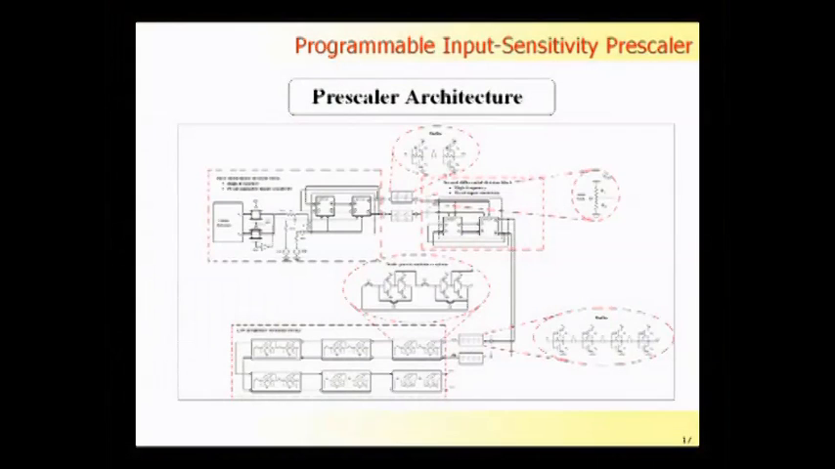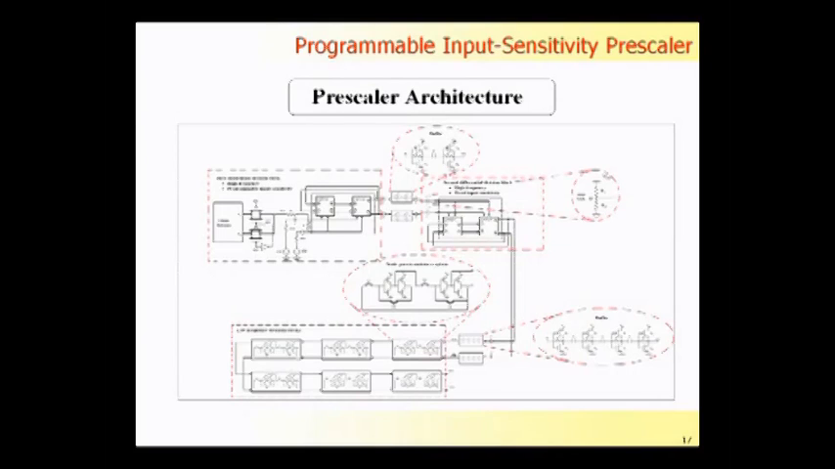Here is the prescaler architecture. It is a flip-flop chain of division, starting from a high-frequency division block to the low-frequency division block, with some buffer stages to clean the signal and make it more squared. And here is the core of the new idea.